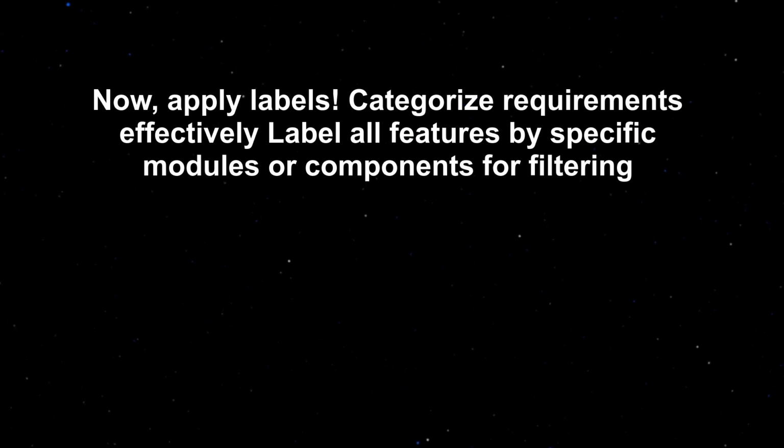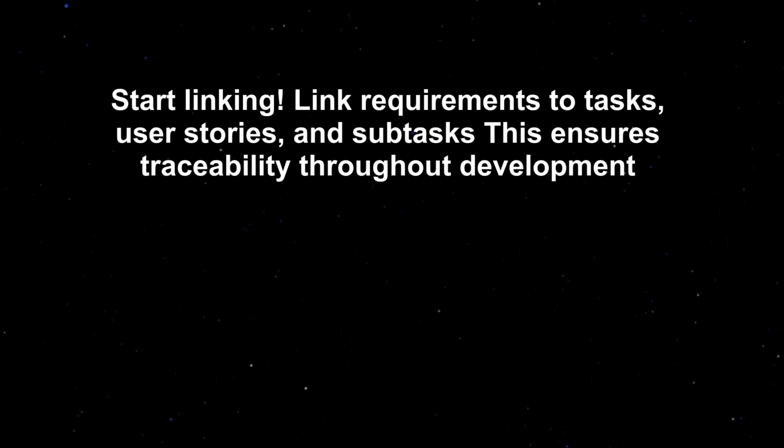Categorize requirements effectively. Label all features by specific modules or components for filtering. Start linking. Link requirements to tasks, user stories, and subtasks. This ensures traceability throughout development.